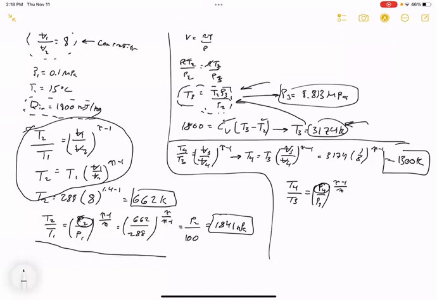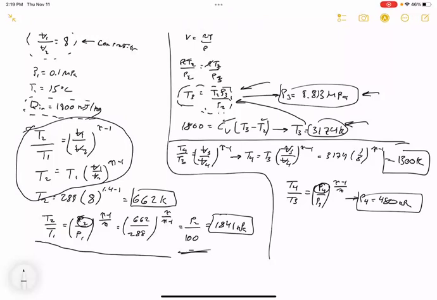Mathematically, these are exactly the same steps. And P3 we already found over here. Gamma minus 1 over gamma, so again, 1.4 minus 1 over 1.4. That's the exponent. Now, if we do this, we're going to find P4 is 480 kilopascals. So if we just isolate for P4 the same way we did here, we're going to get P4 equals 480 kilopascals.